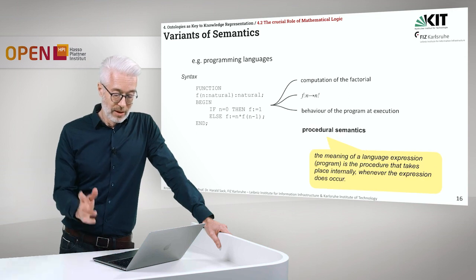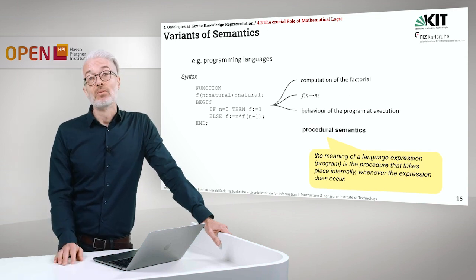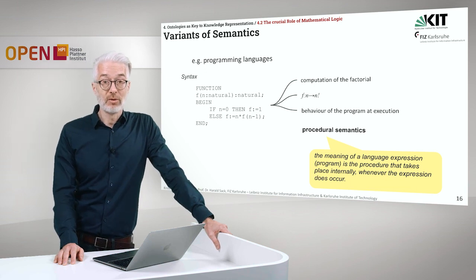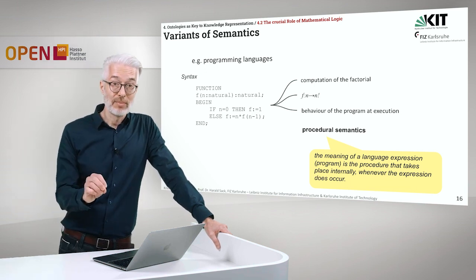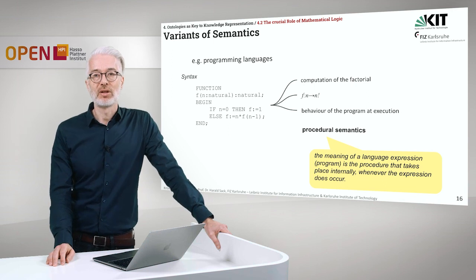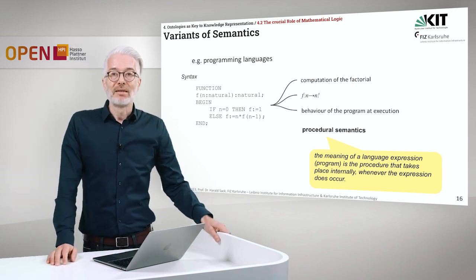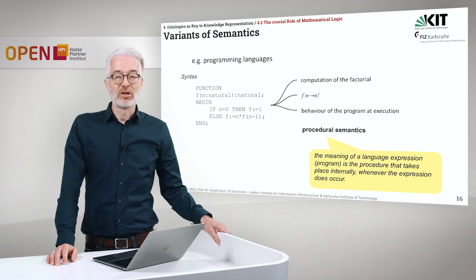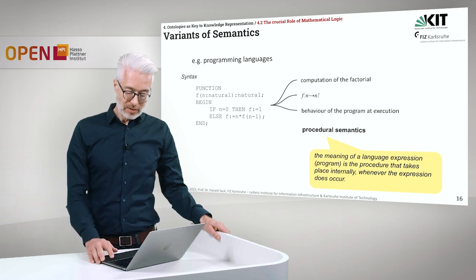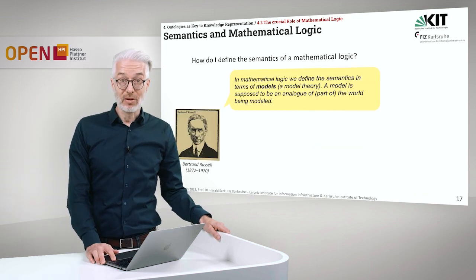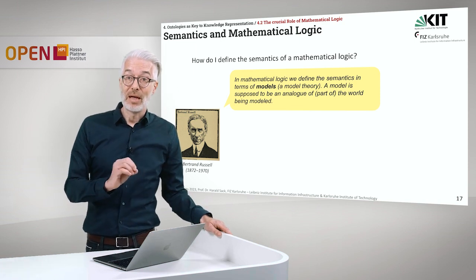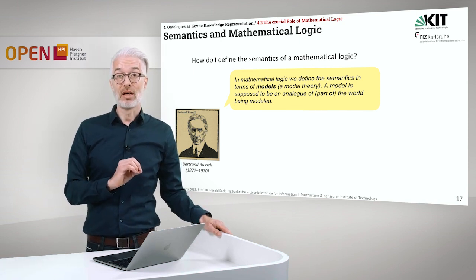Quite clear. And another semantic, so we have the procedural semantics, which is the behavior of the program at execution time. So procedural semantics is the meaning of language expression. The program is the procedure that takes place internally whenever the expression does occur. So these are different variants of semantics, and there is, of course, another one. So, however, we want to define semantics of a mathematical logic. How do we do that?